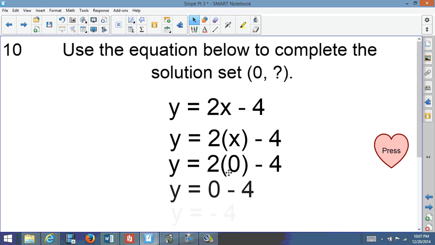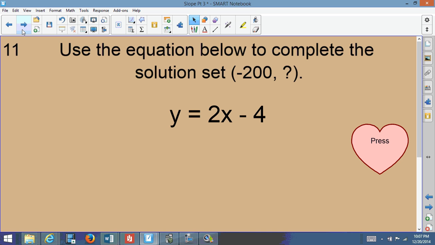2 times 0 is 0, minus 4 should equal y. So 0 minus 4, what does that equal? Minus 4. So the value of y has got to be equal to minus 4. That's going to be the question mark we were looking for. So our point is going to be 0, minus 4. So we completed this problem, and we now know the value of the question mark.